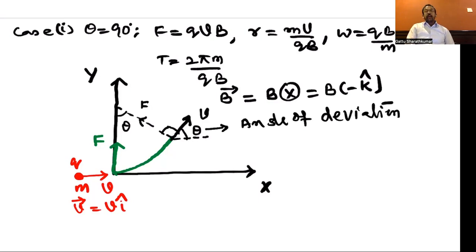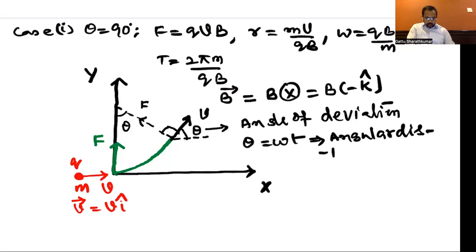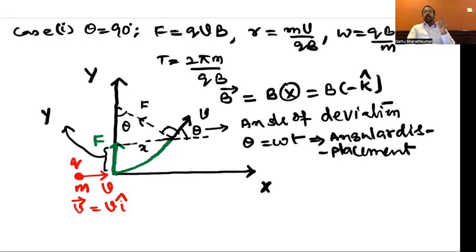This theta is what we call the angle of deviation. And that theta can be taken as omega into t, because theta is also taken as angular displacement in a given time t. Now, this is its displacement along the x-axis, I can say. This is your x, and this is its displacement along the y-axis. That is your y. Now, how can I find that x?